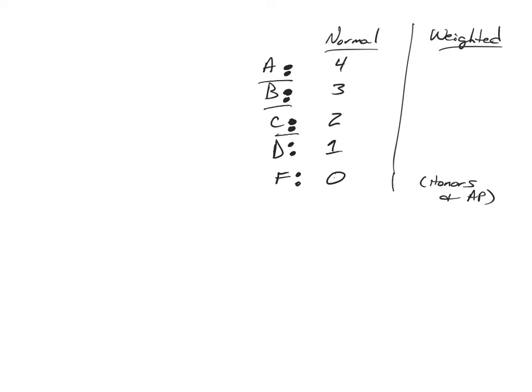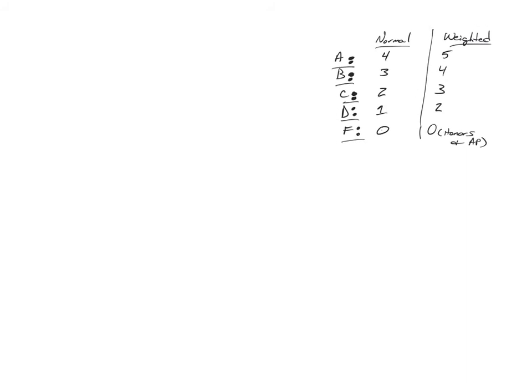A, B, C, D, F, right? A in the weighted system is 5, 4, 3, and I think it's 2, and then still 0. It might be a 1. These might be 1s. You have to look that up, so you have to ask somebody else. I don't remember. All right, so that's your weighted and unweighted system.